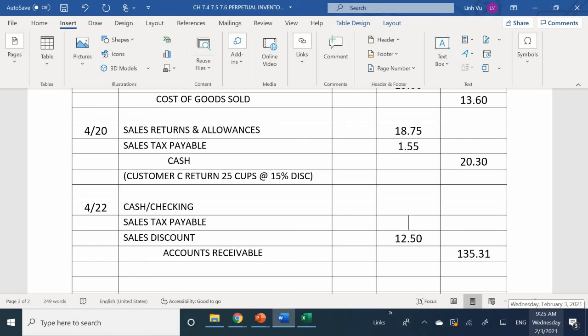How much tax is on top of that 12.50? 1.03. So then how much total cash am I actually going to be receiving? $121.77. Okay. And of course, my last note I'm going to write here is that Customer B paid with 10% discount. Good. So there you go.